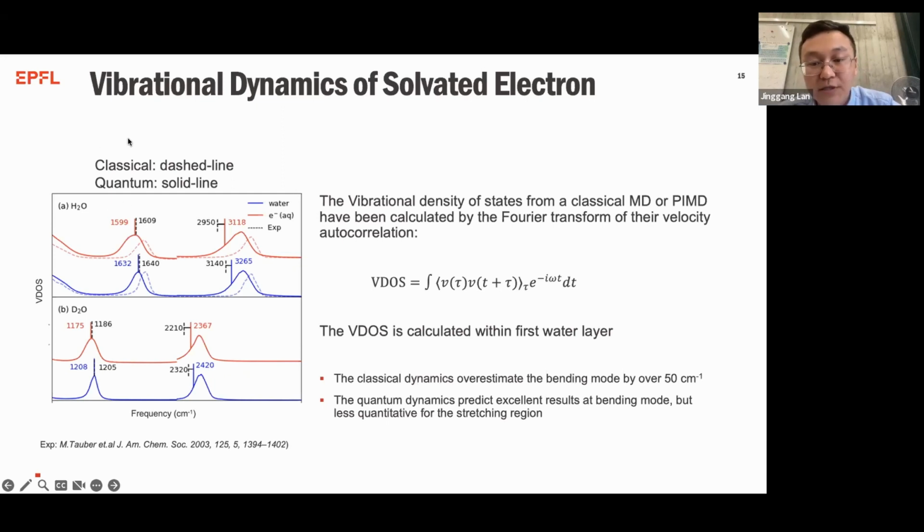In the stretching motion, the agreement is less quantitative. However, the redshift induced by the presence of the electron is consistent with that observed in the experiment.